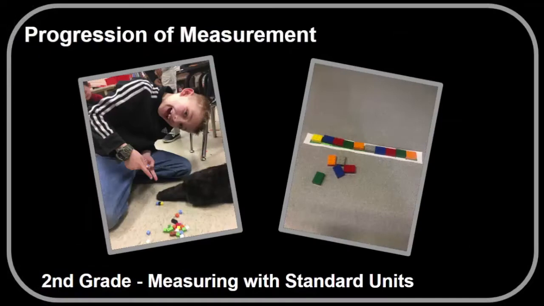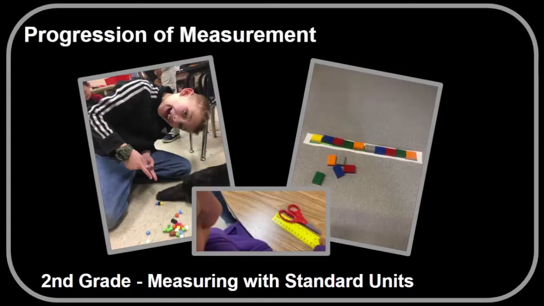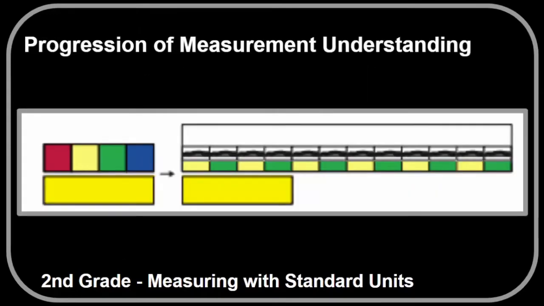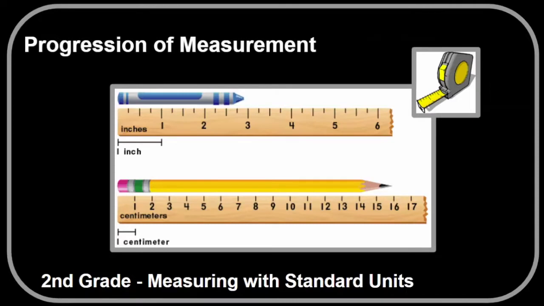Second grade students transition from using informal units to measuring with standard units such as inches, centimeters, and feet. As they use tools such as inch and centimeter tiles to find the length of objects, they begin to make connections to measuring with a ruler. A ruler is like having the inch tiles stuck together.